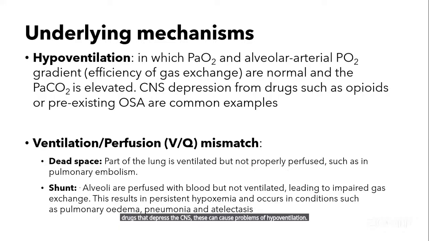And more importantly, a VQ mismatch, where you either have part of the lung that is ventilated but not perfused with blood, which is called alveolar dead space, or where you have a part of the lung that is perfused with blood but has no oxygen, and that is shunt, because that blood will not get oxygen because there is no oxygen to be given.